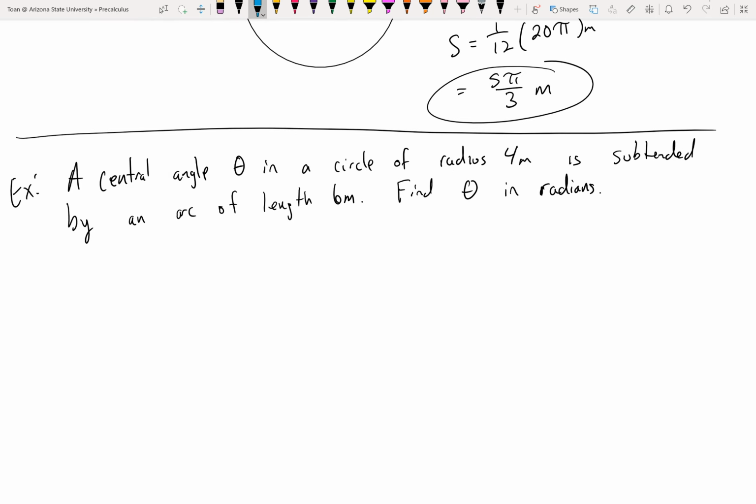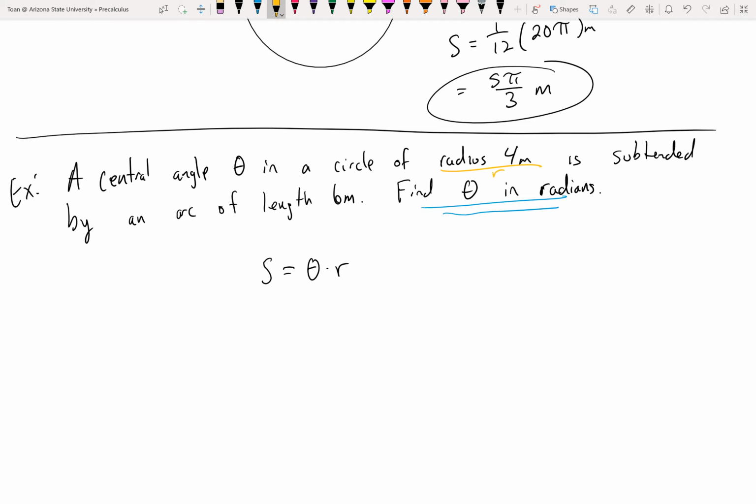Gee, they give me information about arc length. Maybe we should use the arc length formula. Do note here that they said find theta in radians, so that means we have to use the radian version of the arc length formula. And the radian version of the arc length formula is S equals theta r.